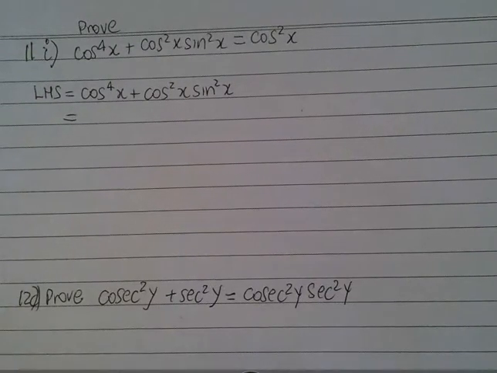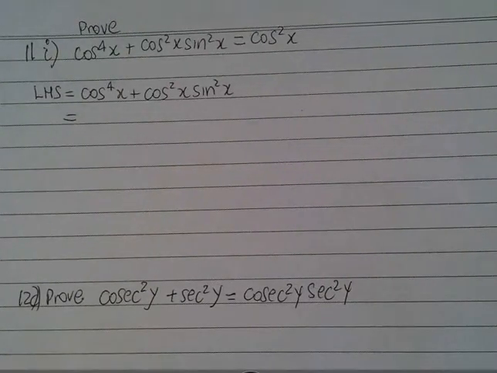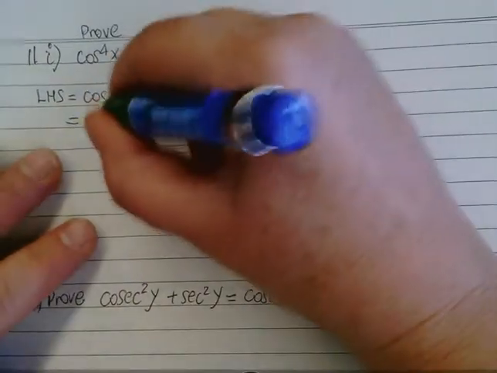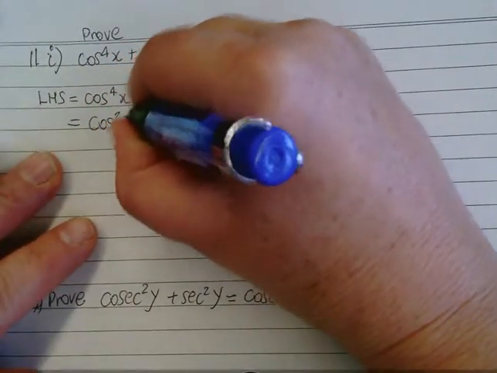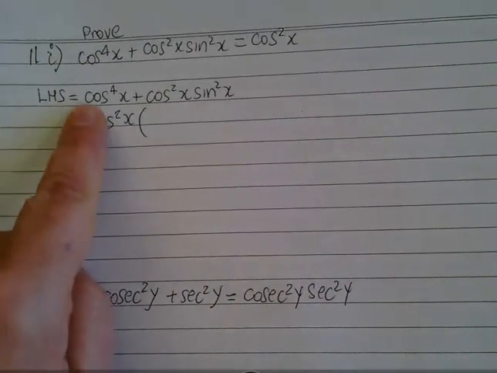You've got 2 terms. Anything you can do? Anything in common? Starting with x. Can you pull out a common factor? Cos, how many of the coses are common? Good. So cos squared x is your common factor. What's left to get that?